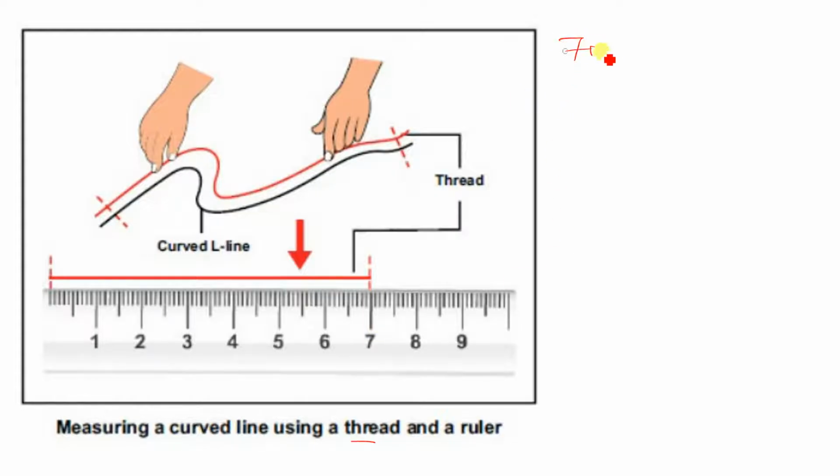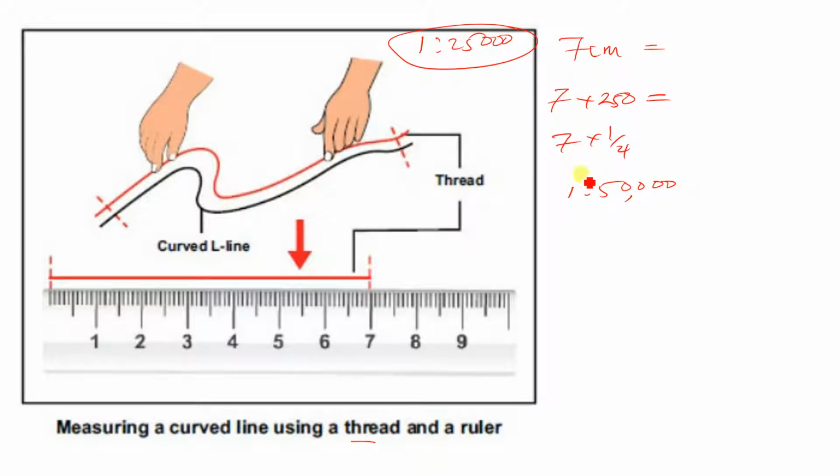So if you have 7 centimeters and the scale is 1 is to 25,000, and they want your answer in meters, it will just be 7 times 250. If they want the answer in kilometers, it will be 7 times 1 over 4. That's if the scale is this. If the scale is 1 is to 50,000, it will be 7 times 500 to get your answer in meters. But to get your answer in kilometers, it will be 7 times 1 over 4. Oh, sorry, 1 over 2. That will give you your answer in kilometers. That is it.